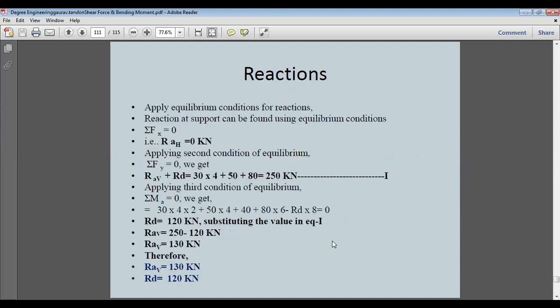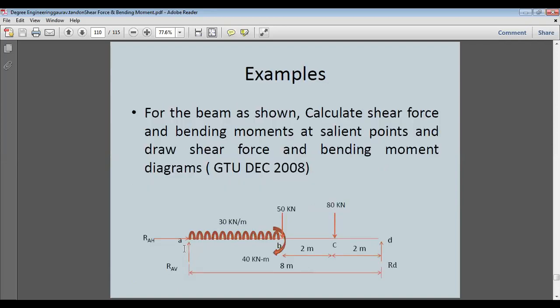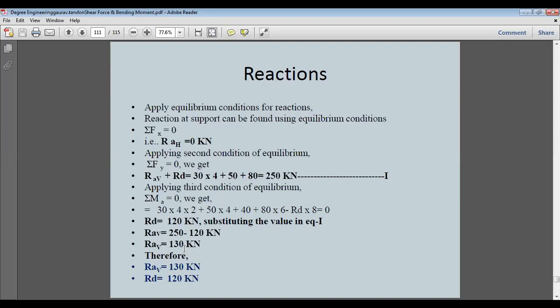So this way we are having 30 into 4 into 2 plus 50 into 4 plus 40 plus 80 into 6 minus RD into 6 equal to 0. This way we will find reaction RD because everything else is given. Sum of all the moments must be 0. So RD is 120 kilonewton. We have already found that 250 is the vertical downwards reaction. So RD is 120, and the other will be 130 kilonewton. Now we have got two reactions, RD 120 and RAV as 130.